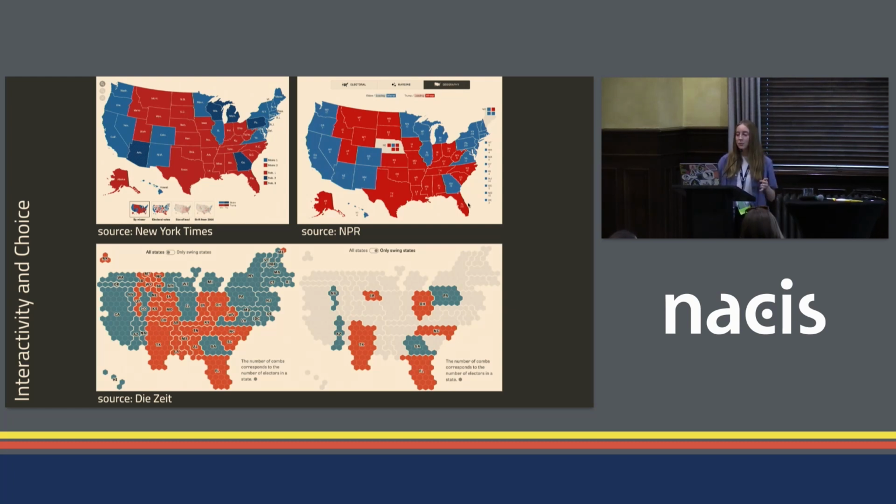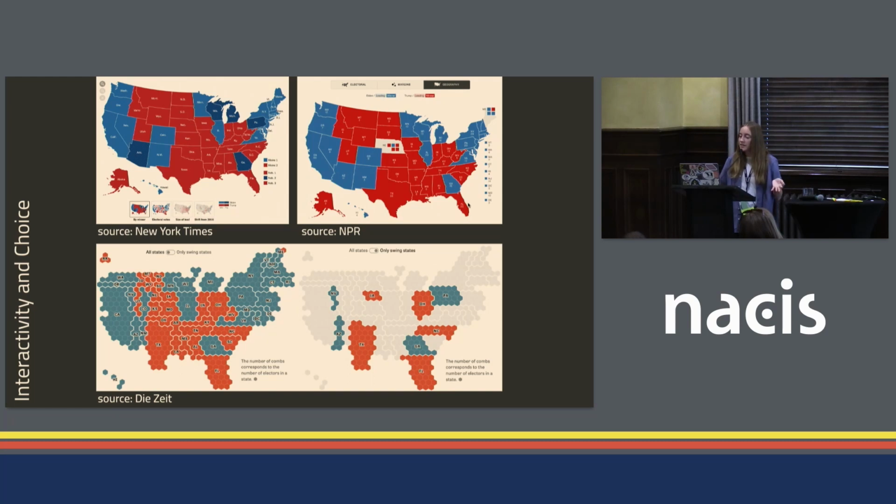I also want to say I really like how, for example, the New York Times on the left here has actual visual previews of what the other thematic map types look like rather than just text. You don't want to assume that the users know what all these map types are.